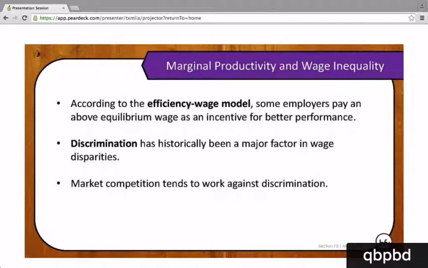Another explanation is just outright discrimination. Discrimination against women, discrimination against Hispanics, discrimination against African Americans. This has historically been a major factor in wage disparities. Oftentimes, blacks, Latinos, and women have been paid lower wages in many, many kinds of jobs, and it's been justified because they weren't white men. And so this is outright discrimination.